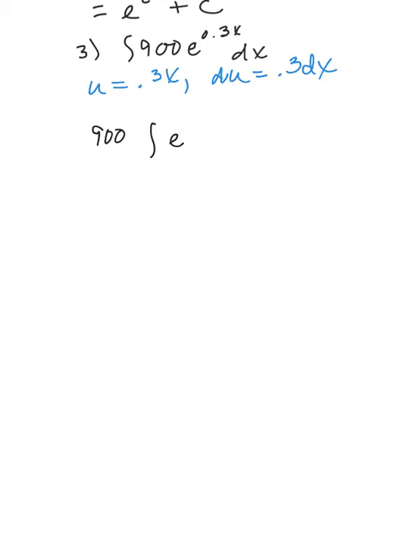Then we're going to keep our e to the 0.3x. We are going to force in a 0.3 in front of the dx so that we have what we need for du. The problem is we need to offset that by its reciprocal. What you need to remember is that 0.3 is equal to 3/10. So its reciprocal will be 10/3, and that's what we need to offset by out front.